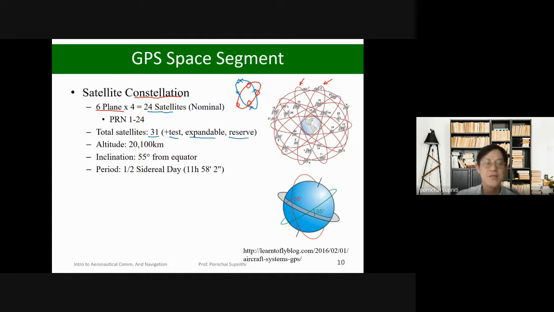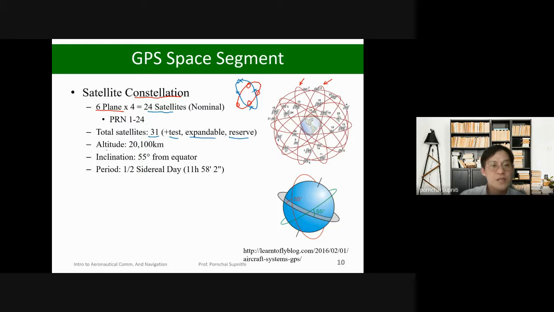You know, if some satellites went out of service because they malfunctioned, these spare satellites are used to replace those specific satellites. Okay.